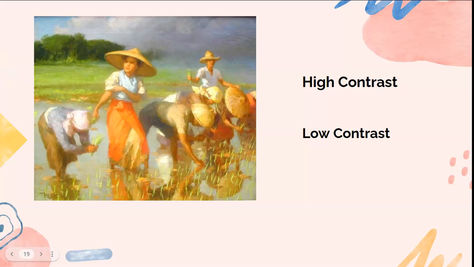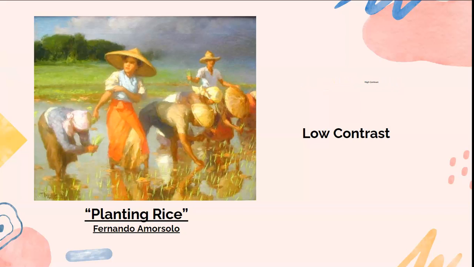What does this painting showcase? High or low contrast? This is a painting by Fernando Amorsolo called Planting Rice. In this figure, we see similar value of colors, bright yellow, orange, brown, and green. They are close to each other in value, in shade, so this is an example of low contrast.